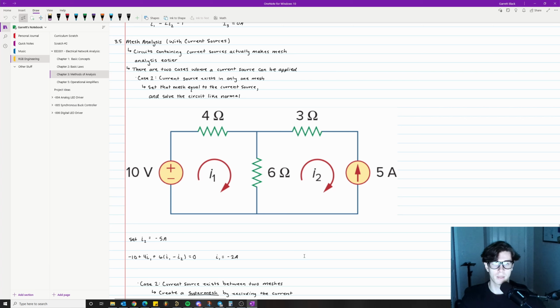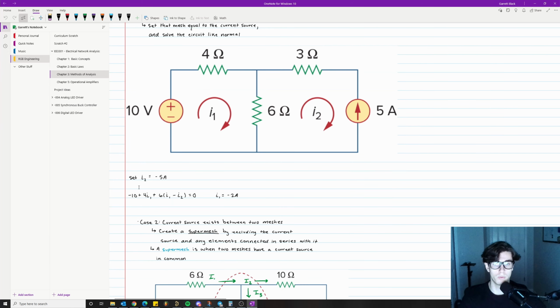Okay. Then for mesh I1, we have negative 10 because we're assuming clockwise directionality. So we have negative 10 plus 4I1 plus 6I1 minus I2, mesh 2. And I1 is going down, I2 is going up through this resistor. So that's why they're opposite. So that's why there's a minus right there, right? So then this is literally it. This is our system of equations right here. That's all we would need to solve that problem after that part.